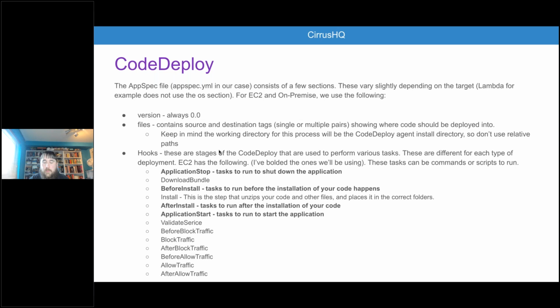So for example, in the before install, we're going to use that to make sure that Python 3 pip is installed. Then after the install, once all the code's on the actual instance, we're going to use that to move some of the files into the right places. So moving the Nginx config into the right place, for example, and then we actually start the application.